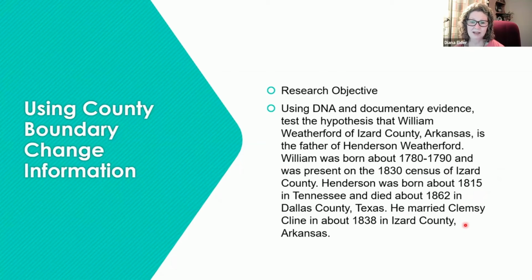He married Clumsy Klein in about 1838 in Izard County, Arkansas. So I have pieced together all of this information from tax records, which were kept on the state level and didn't burn, thankfully, and the census record, which was on the federal level. And, of course, we have that. So I'm putting all this together based on those sources.